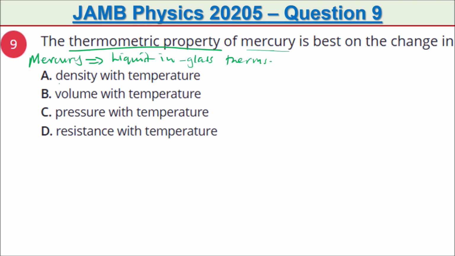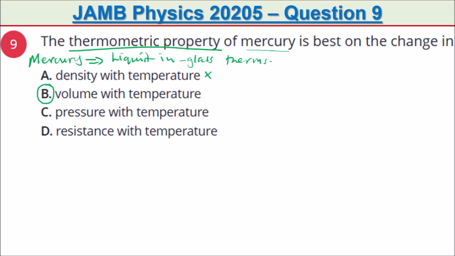So number 1 says density, which is wrong. Part B says volume. Volume is the correct answer. We are expected to select volume. Remember, I'm not just here to give you answers. I want you to understand the dynamics behind the selection of a correct answer, so that you have the examiner's thoughts when you're making your presentation. So why are we saying it's volume?